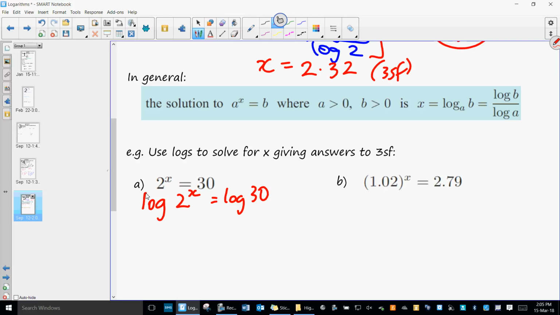Miss Harrison, can't you just cross the log out? No, because we've just put the logs in so that we can rearrange this and find the value of x. We need to move our x so it is not a power. At the moment it is a power, so we need to try and have it not be a power.